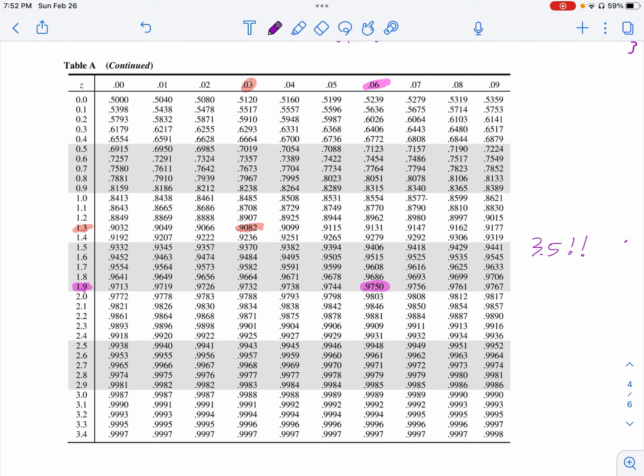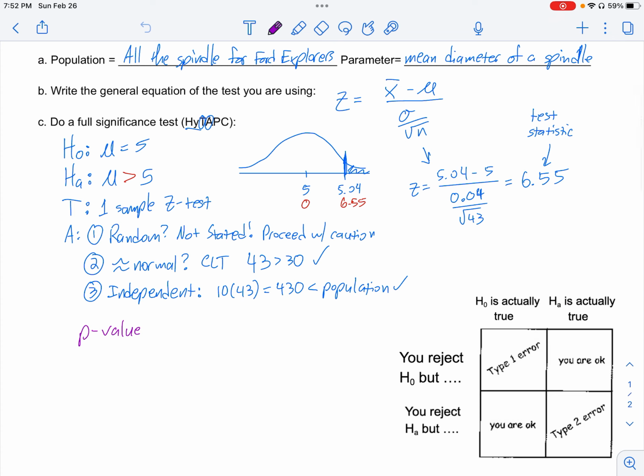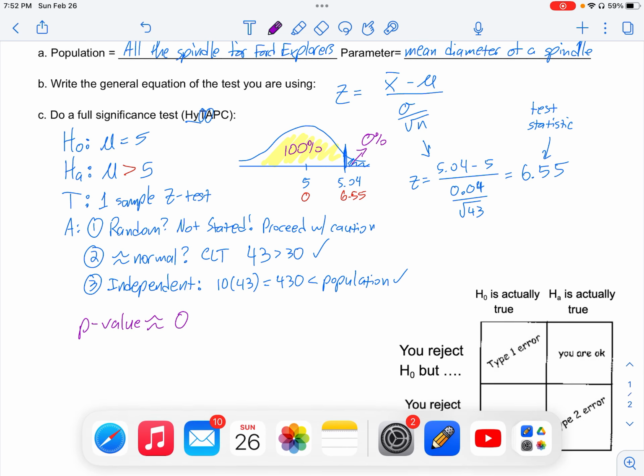Uh-oh. So what does that mean? Essentially, it means 100% of the data will be lower than this point. In other words, this yellow shaded area would be like 100%, which means this has a p-value of 0. I'm going to put approximately 0. Okay, so I can also get that p-value on the calculator.